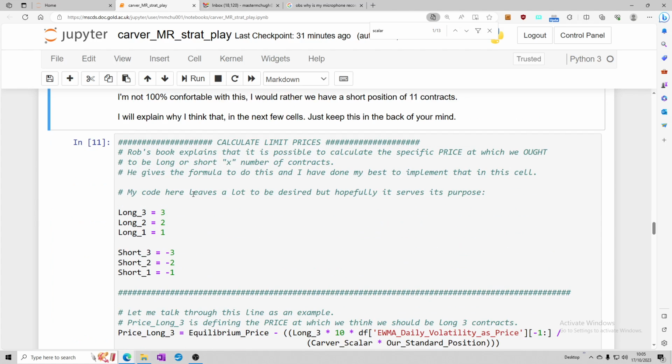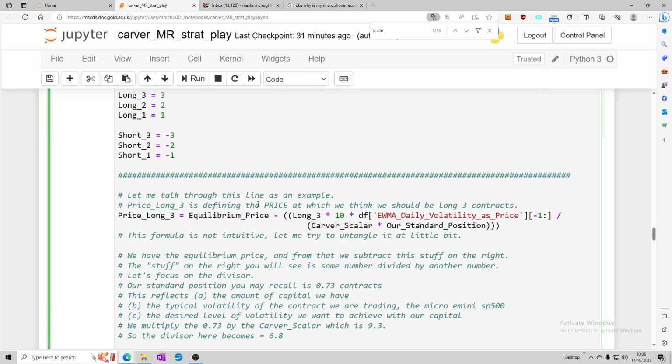So let's get on with calculating limit prices. Rob's book explains that it is possible to calculate the specific price at which we ought to be long or short some number of contracts. He gives the formula to do this, and I have done my best to implement it in this cell. My code here leaves a lot to be desired, but hopefully it serves its purpose. Let me talk through this line of code as an example. Price long 3 is defining the price at which we think we should be long 3 contracts. And it runs as follows.